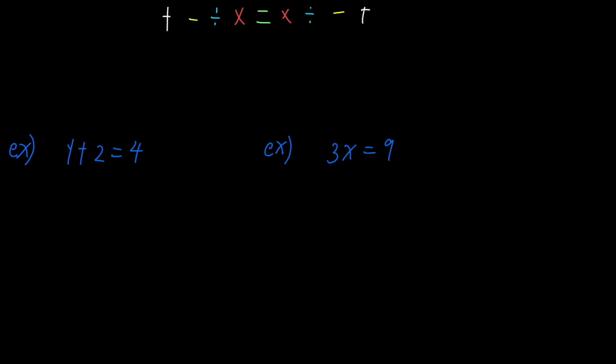The first one, we have y plus 2 equals 4. Our ultimate goal is to figure out what this variable represents. Or in other words, we want to isolate this variable by moving this number to the right hand side. But how do we do that? Firstly, observe we have an addition. We want to cancel this 2. To cancel it, we want to subtract 2 on both sides.